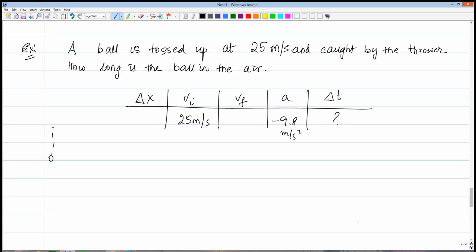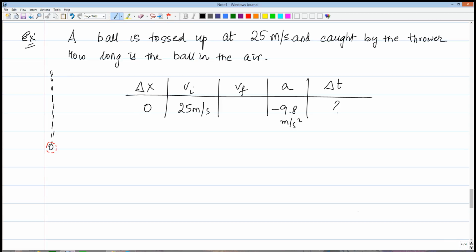We have the ball, we're tossing it up, and it's going up, and then it's eventually coming back down. So the ball comes back down to the starting location. It's going to be right back where it started. So if the ball goes up and comes right back down, then what we know is that its displacement is equal to 0. So the displacement of the ball is equal to 0.